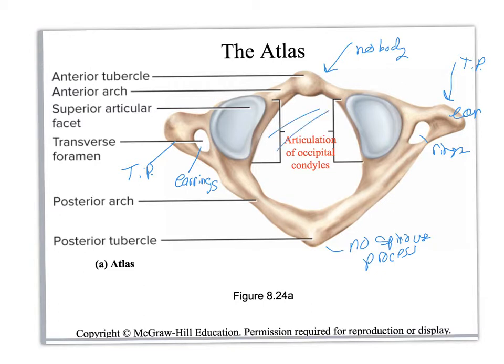Now, this is where your spinal cord is going to be. So I'll use red. This is where the articulations for the occipital condyles are. So if you remember on your occipital bone, we have occipital condyles. And this is the attachment point between your head bone and your neck bone right there. So you want to focus on that feature as well.